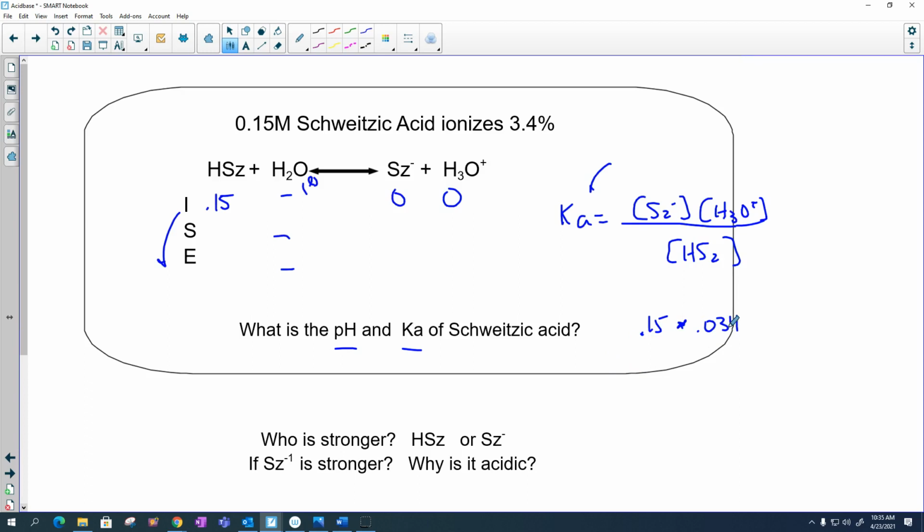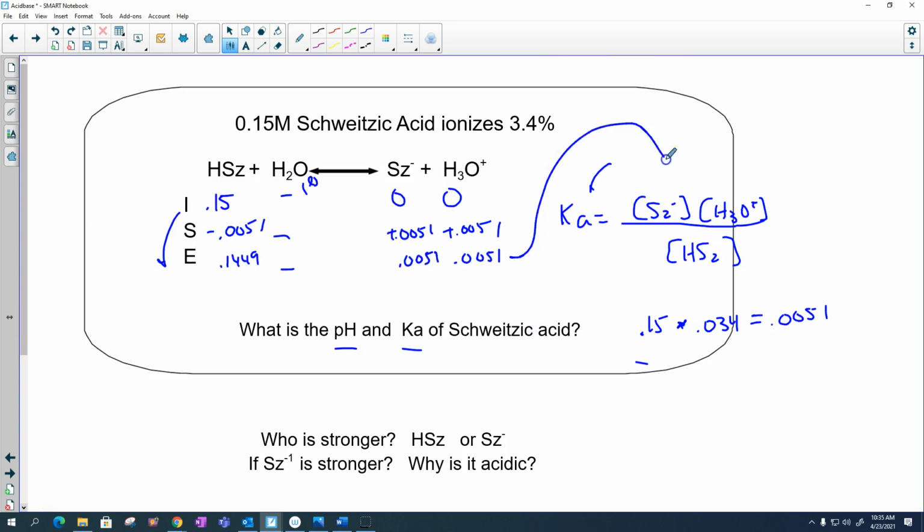0.15 times 0.034, and I got 0.0051. So that's not so bad. Minus 0.0051. I'm also going to lose that of the water, but it's not changing concentration. Plus 0.0051, plus 0.0051. That puts this one at 0.15 minus my previous answer, which is 0.1449. And now let's just fill in the table.